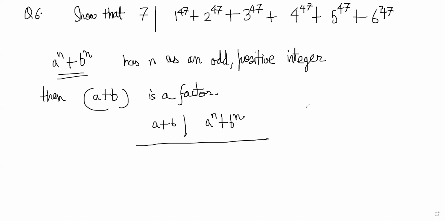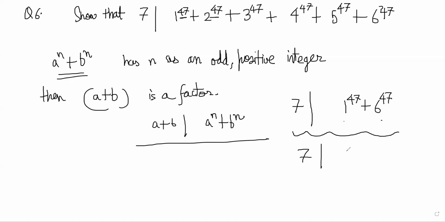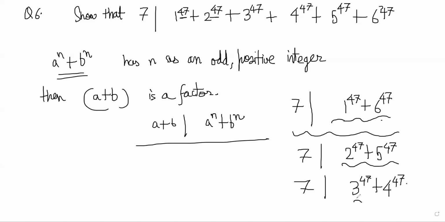So that means here the power is 47, which is odd and positive. So that means you can say 1 power 47 plus 6 power 47. A is 1, B is 6. So a plus b, which is 7, divides this, right? Similarly, 7 divides 2 power 47 and 5 power 47. And similarly, 7 divides 3 power 47 plus 4 power 47, right? So basically, 7 divides the whole expression because it divides all the parts of the expression grouped 2 at a time. So that is a pretty simple proof based on the idea that a plus b is a factor of a power n plus b power n, right? Let's look at the next problem.